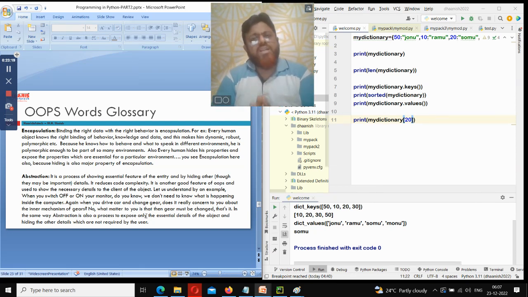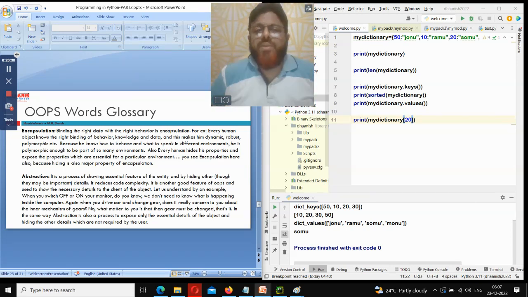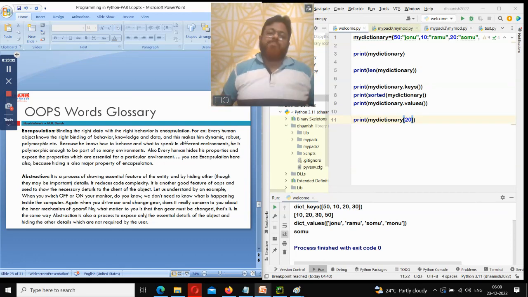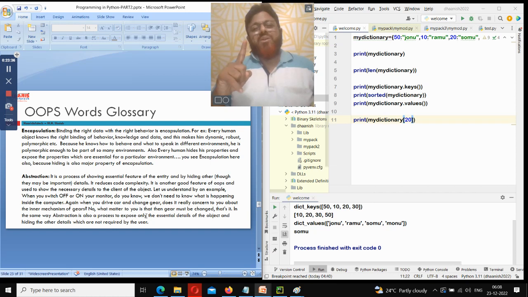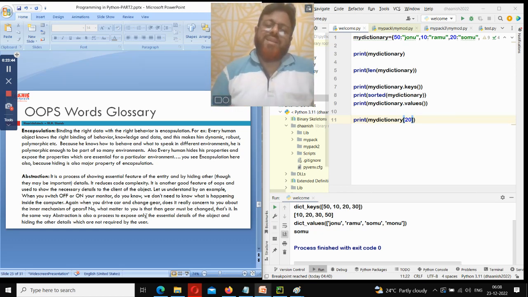Definitely you get that advantage. But the real explanation of encapsulation is binding the right data with the right behavior. That's what we call encapsulation. By doing so we can achieve hiding. But by doing hiding, don't ever think that you can achieve encapsulation. That's an absurd way of describing encapsulation.